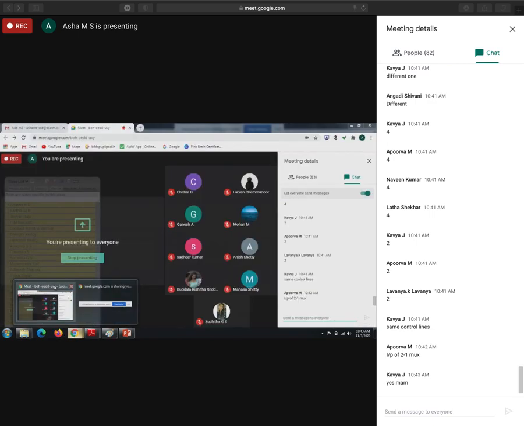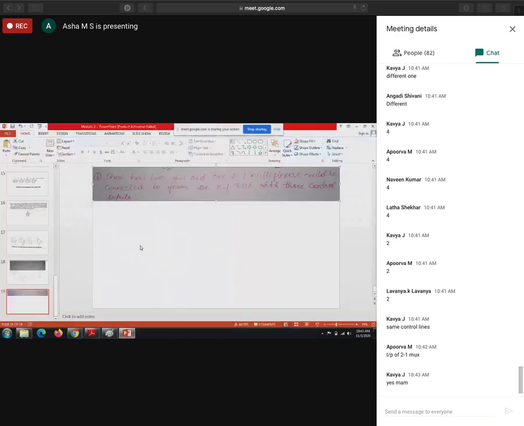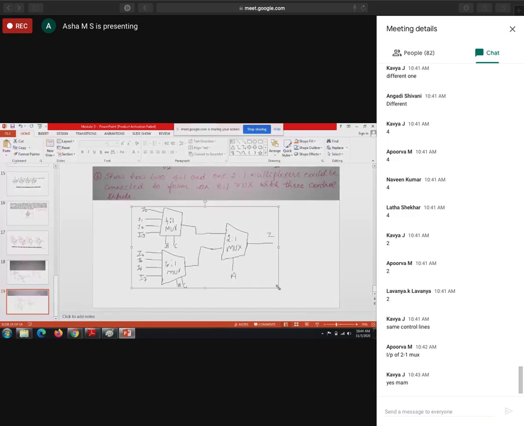Copy this. See? We have used two 4 to 1 muxes and one 2 to 1 mux. So now we have formed an 8 to 1 mux: 8 inputs, 1 output with 3 control inputs. For the 4 to 1 muxes we require two selection lines, for the 2 to 1 mux we require one. But for both the 4 to 1 multiplexers you have to use the same selection lines. Copy fast.